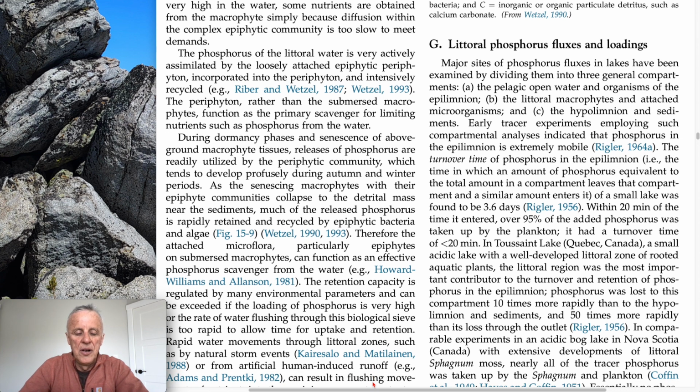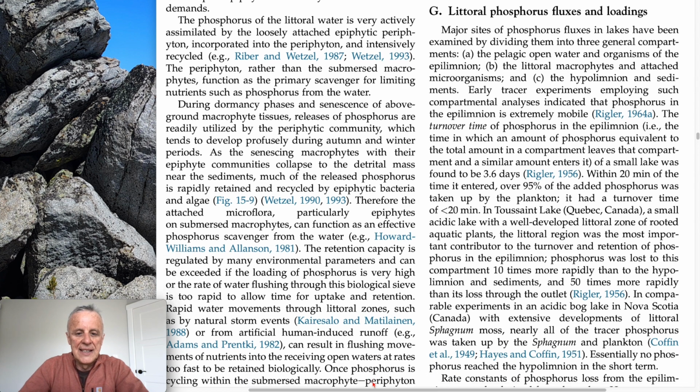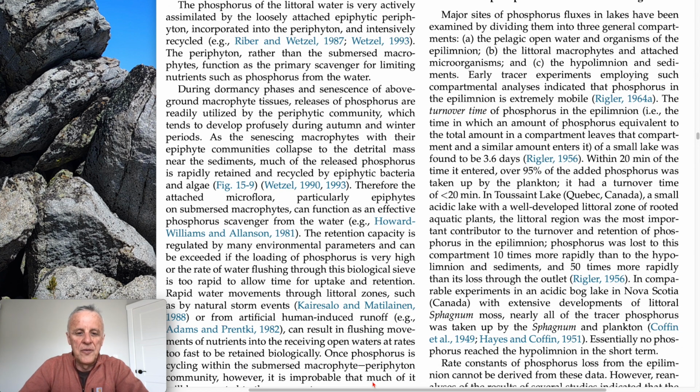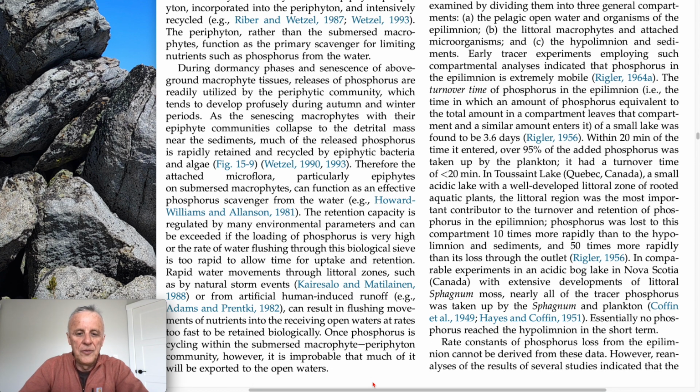The periphyton, rather than the submerged macrophytes, function as the primary scavengers for limiting nutrients such as phosphorus from the water. During dormancy phases and senescence of above-ground macrophyte tissues, releases of phosphorus are readily utilized by the periphytic community, which tends to develop profusely during autumn and winter periods.